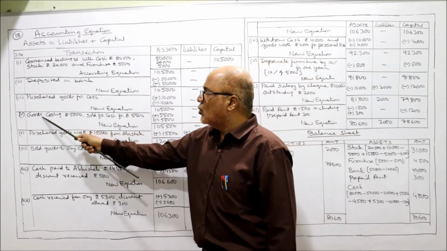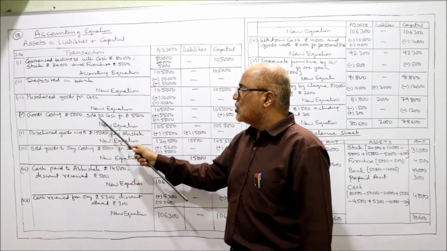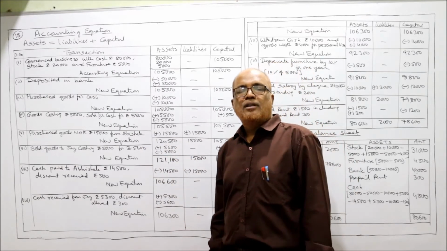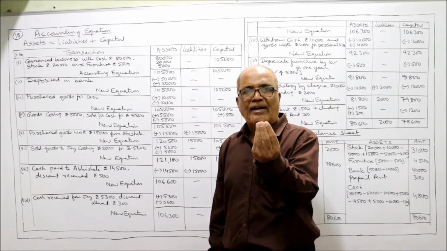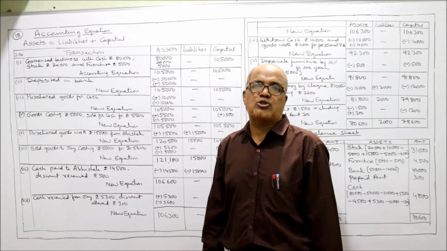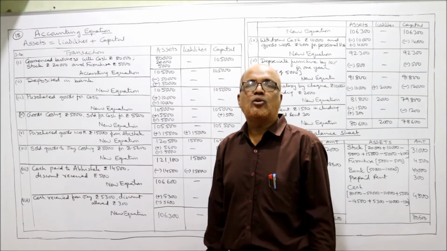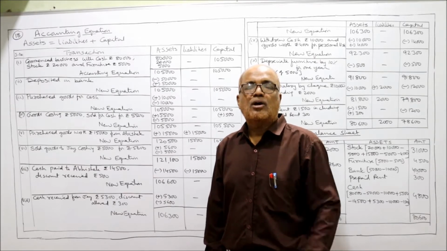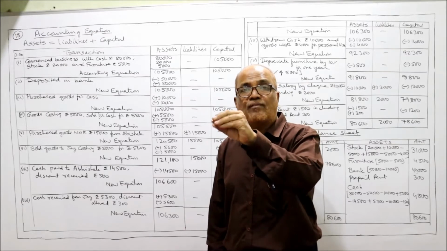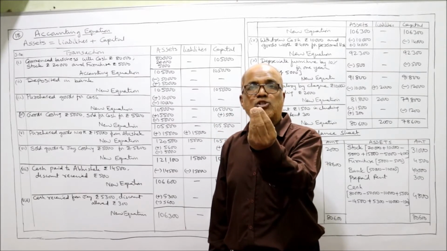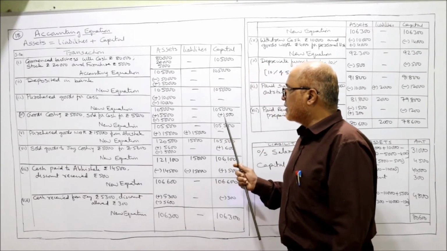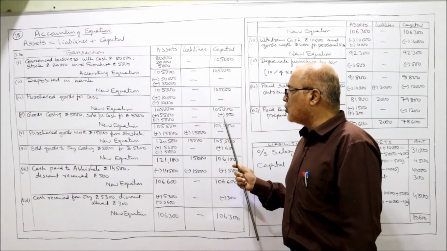Next transaction: goods costing 5,000 sold for cash rupees 5,500. The cost of the goods is 5,000 and it is sold for 5,500 on a cash basis. That means 500 rupees is the profit. The cost of the goods is 5,000, but the sale price is 5,500. So 500 rupees profit, and that profit will be added to capital.